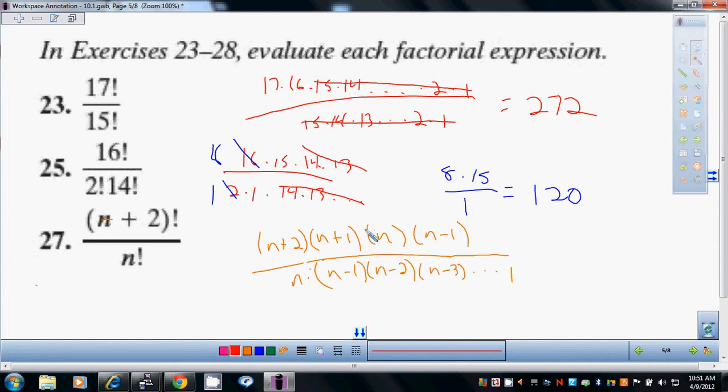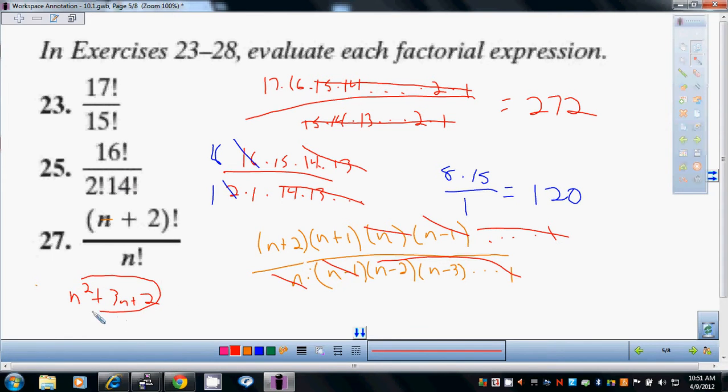Just n minus 1, dot, times 1. All that's going to cancel. And what are we left with? Well, sorry, I can't draw a straight line. What are we left with? N plus 2 times n plus 1, which you could FOIL.